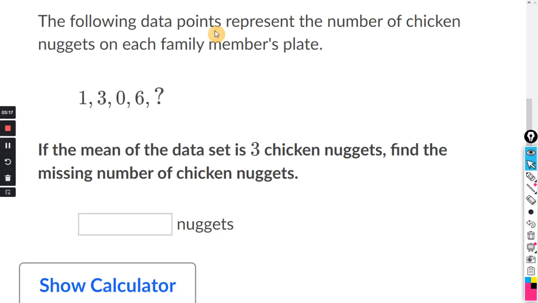The following data points represent the number of chicken nuggets on each family member's plate. If the mean of the data set is 3 chicken nuggets, find the missing number of chicken nuggets. So once again, the mean is going to equal the sum divided by the number of values.